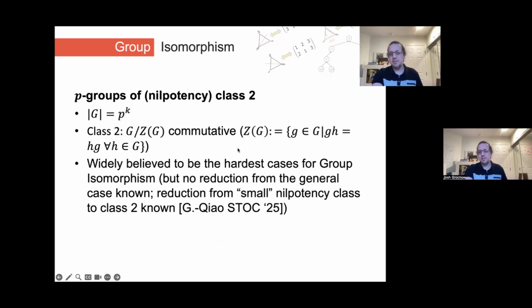Okay, these are, for various reasons, widely believed to be some of the hardest cases of group isomorphism, even though there's no reduction known from the general case, right? There are still vague ideas of how one might get from the general case down to this case. And actually, in the companion paper to this one, in this year's STOC, we give a reduction from small nilpotency class less than p to nilpotency class 2, but it's still very far from a reduction from the general case.